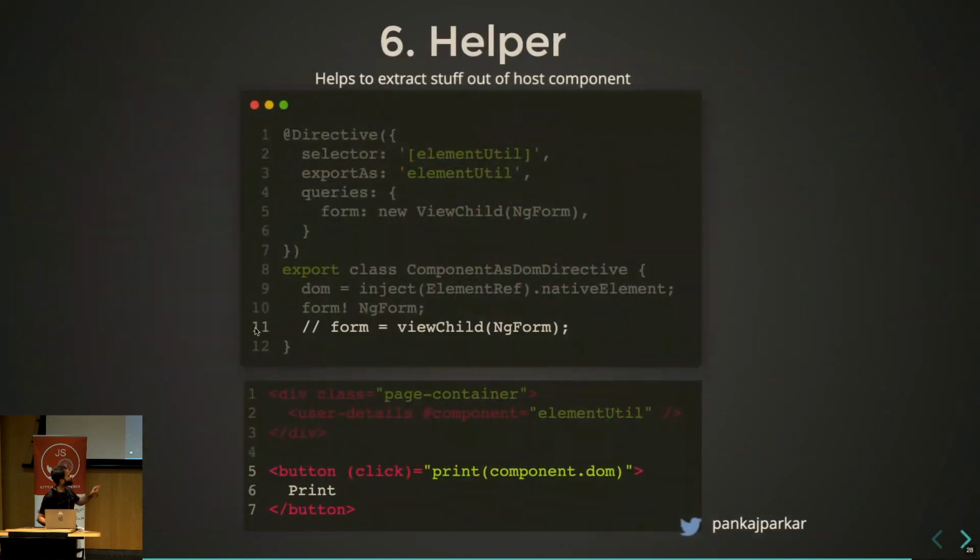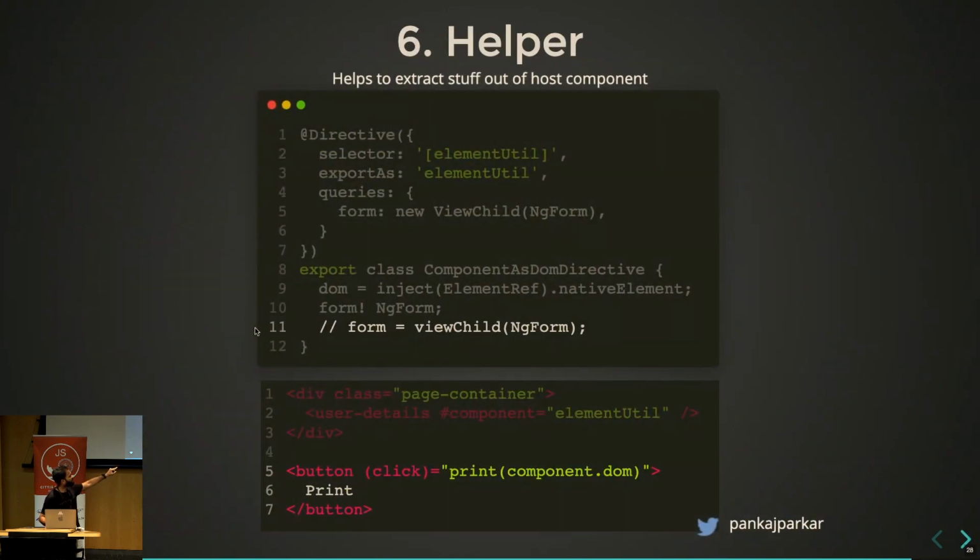And when it comes to usage, I just say hash component equal to elementUtil. So basically what happened is when the component instance was created, I got access to the directive object which contains one property on line number 9 which is holding the element DOM. So that way you can just pass the component.dom while printing the element, and this utility way is one of the best ways to write some reusable code in the directive and expose it via the exportAs feature. Okay.